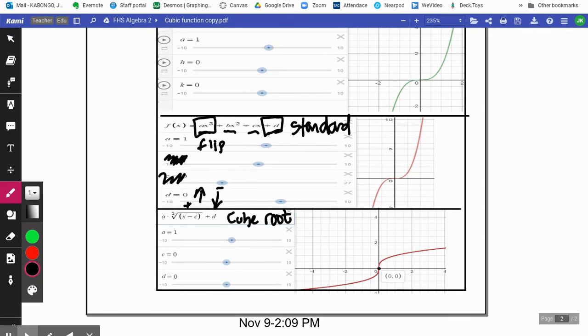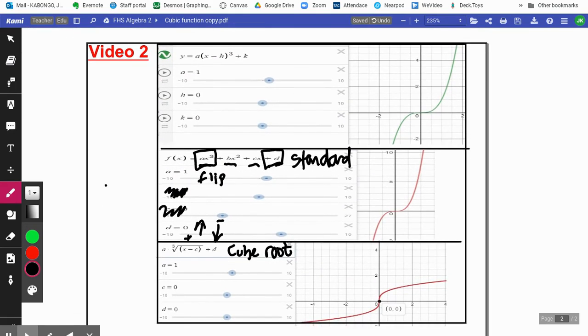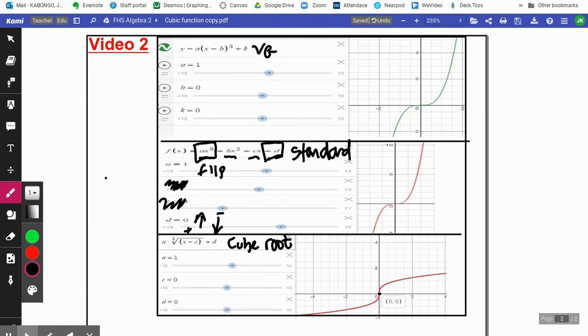All right, so now you have seen all three of these. You've seen the vertex form, the standard form, and the cube root. All right, so go ahead and practice on the next one. Thank you.